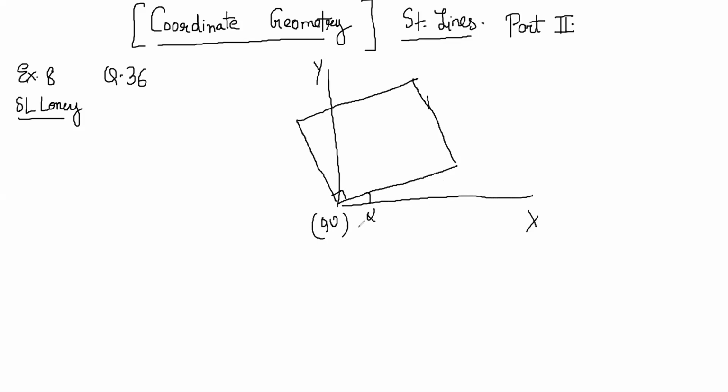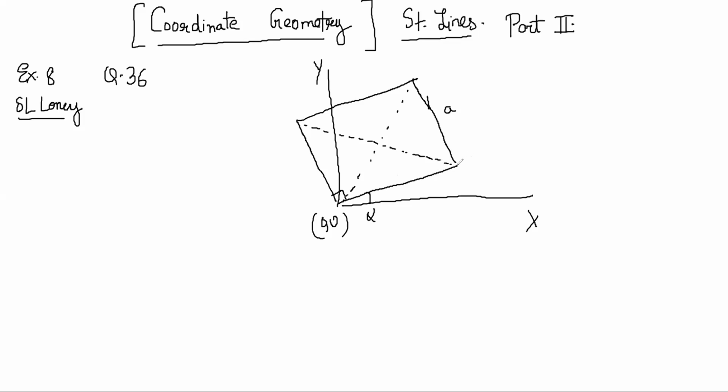Prove that the equations of its diagonals, you have to find the equation of the diagonals, is this and this. So both the diagonals' equations you have to find. And what is given is the length of the side of the square is A. So how will we go about finding this, right?